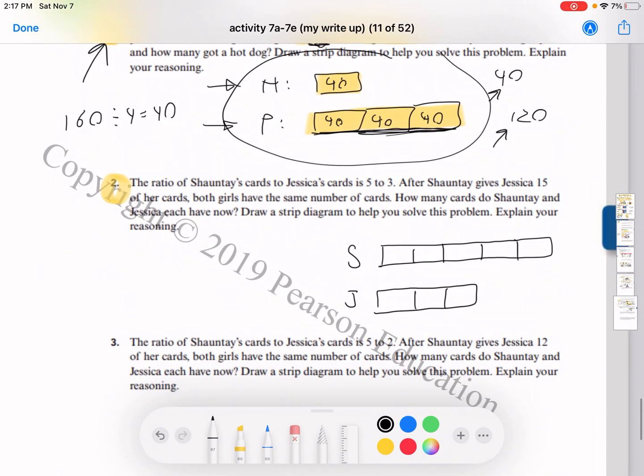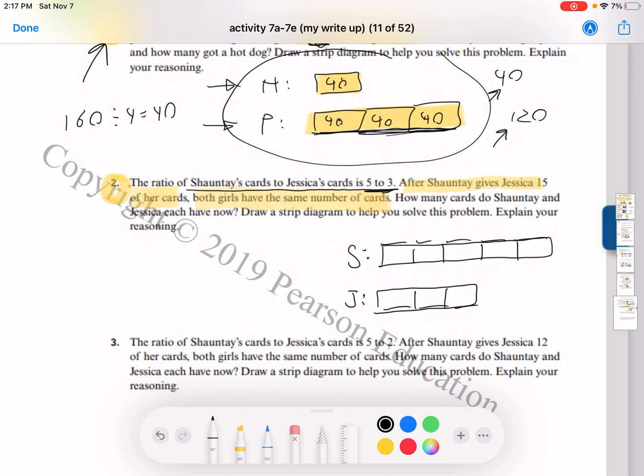Last example, and then I will stop this video. This says Shantae and Jessica have cards, and Shantae has more cards than Jessica by a ratio of 5 to 3. So if here's Shantae's cards, her ratio would be 5 to 3 of Jessica's. But then it says, after Shantae gave Jessica 15 cards, both girls had the same number of cards. How many cards do they each have now?